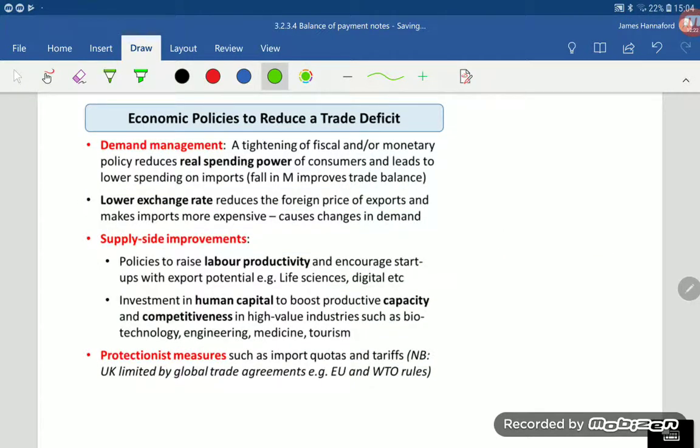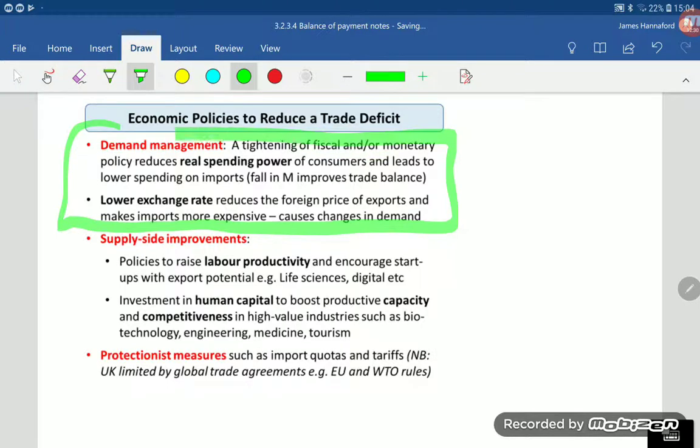Policies to reduce a trade deficit. Well, we have two types. We have the demand side policies. These are short run policies that aim to influence AD. So for instance, if we tighten fiscal policy, in other words, the government spends less, injections, and taxes more, withdrawals, AD will go to the left.